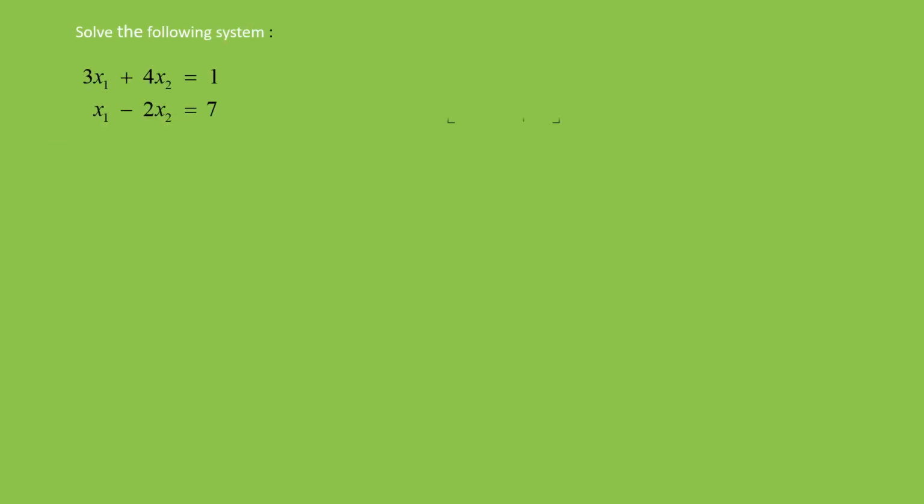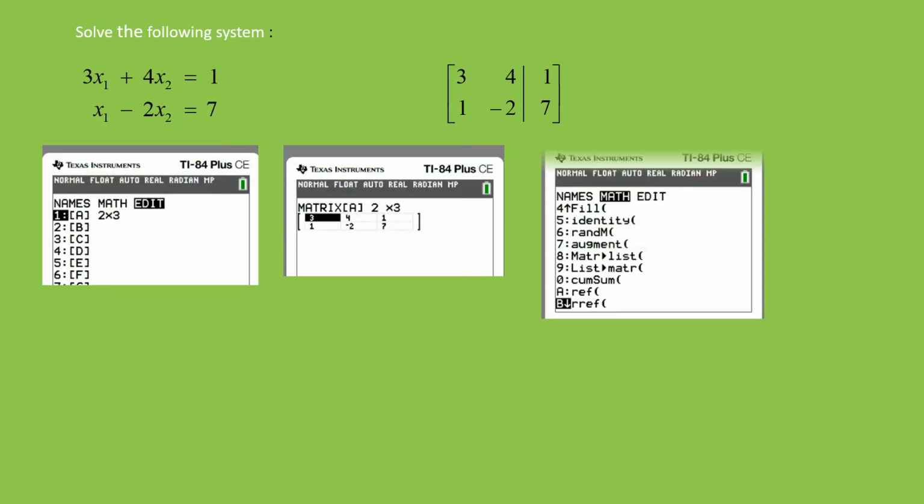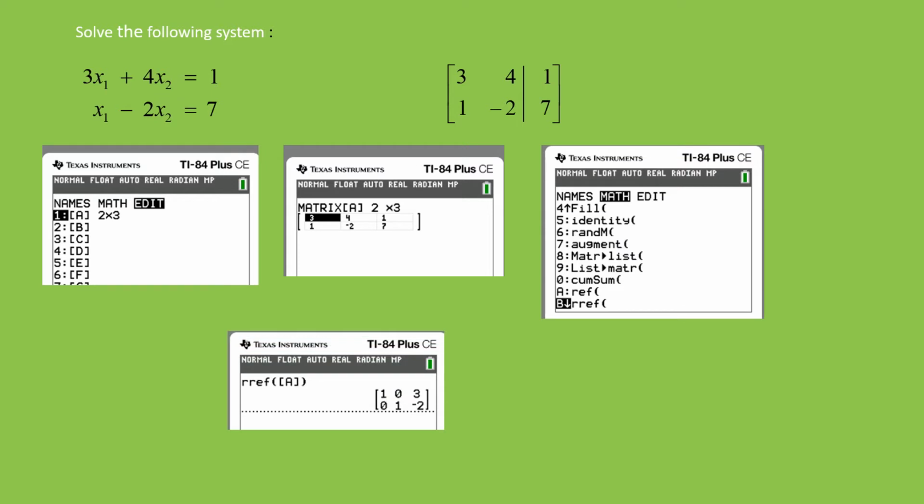So in order to solve the system, we take the augmented matrix, enter that in a graphing calculator, and then take the reduced row echelon form, and the answer will be x1 is 3 and x2 is -2.